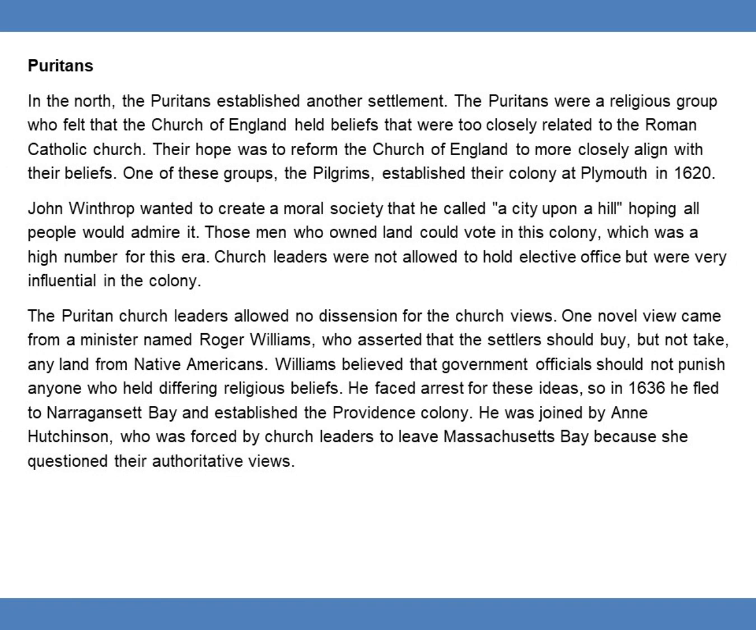One novel view came from a minister named Roger Williams, who asserted that the settlers should buy, not take, any land from the Native Americans. Williams believed that government officials should not punish anyone who held differing religious beliefs. He faced arrest for these ideas, so in 1636 he fled to Narragansett Bay and established the Providence colony. He was joined by Anne Hutchinson, who was forced by church leaders to leave Massachusetts Bay because she questioned their authoritative views.